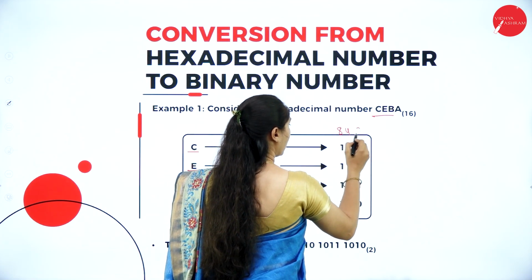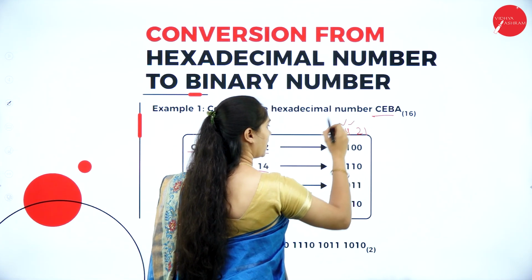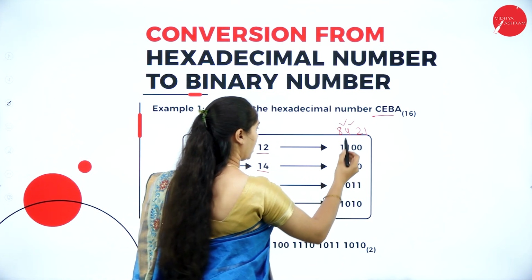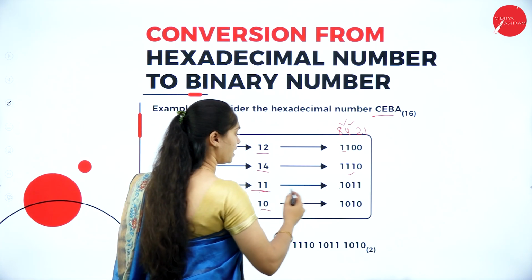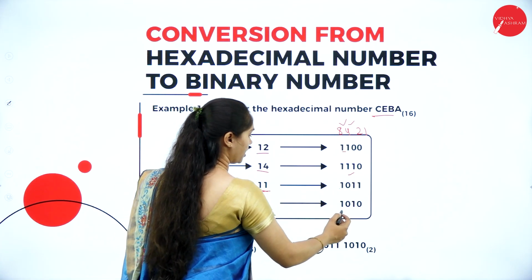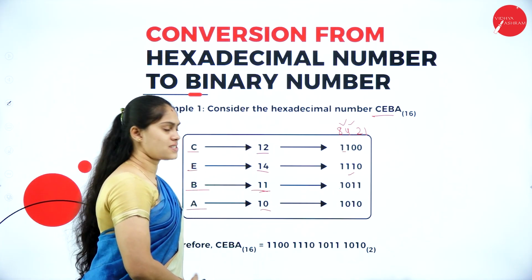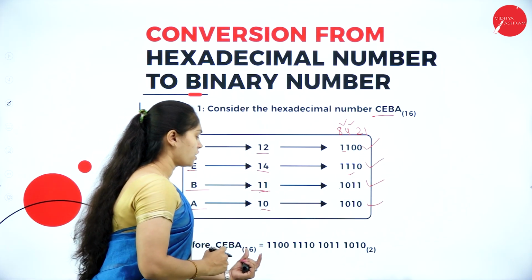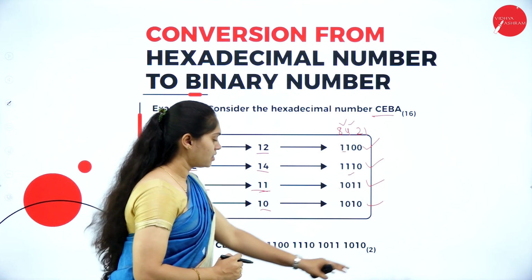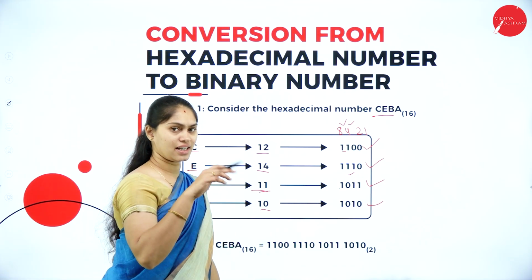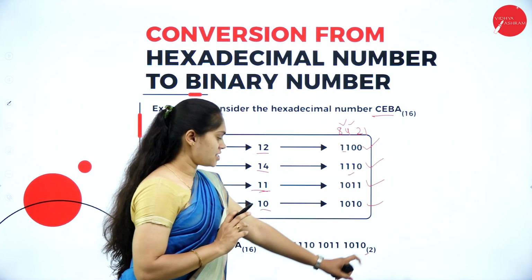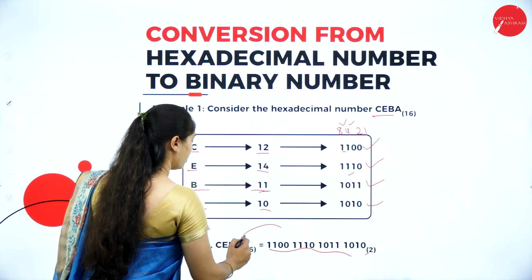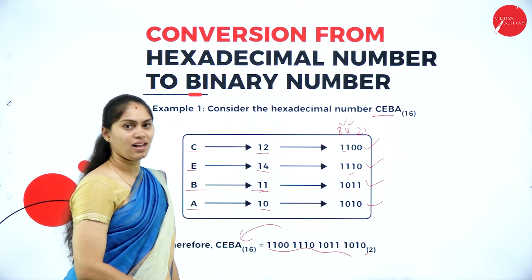I am going to take the 8421 format. By adding 8 and 4, I can get 12. So it will be 1100. For 14, 1110. For 11, it is 1011. For 10, it is 1010. Starting with the first number, second number, third number and fourth number, you have to write all these together, and at last you need to write the radix or base as 2. This is the equivalent binary number for the given hexadecimal number.